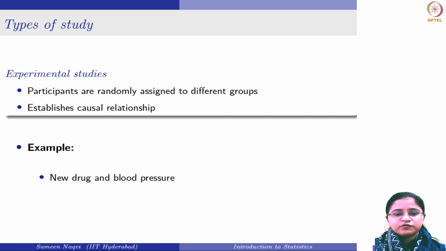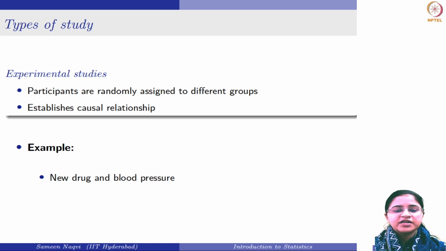Suppose a pharma company wants to introduce a new drug in the market, and they want to see what is the effect of this drug on high blood pressure, hypertension patients. In order to conduct this study, they can randomly pick certain individuals who have been diagnosed with hypertension. Then they will randomly divide them into two groups. The first group will be given this new drug, and the second group will be given a placebo, which does not have any therapeutic effect. It looks the same, but it will not have any therapeutic effect on the individuals.